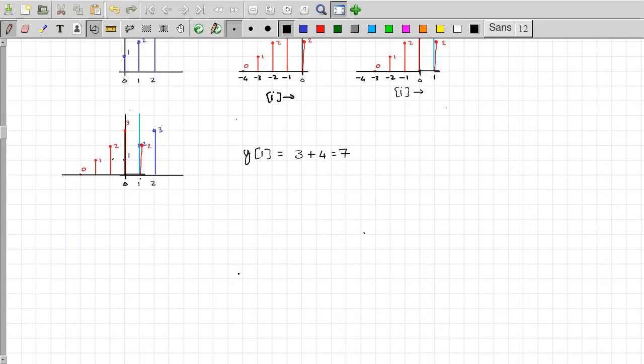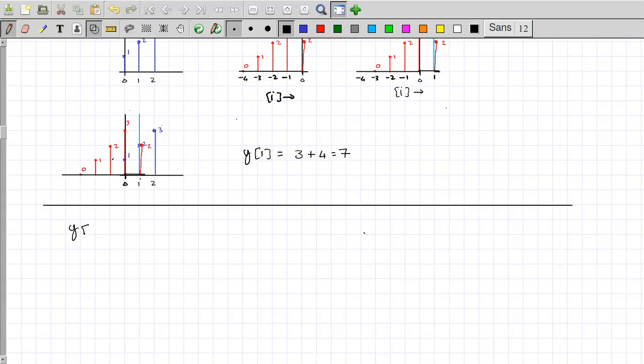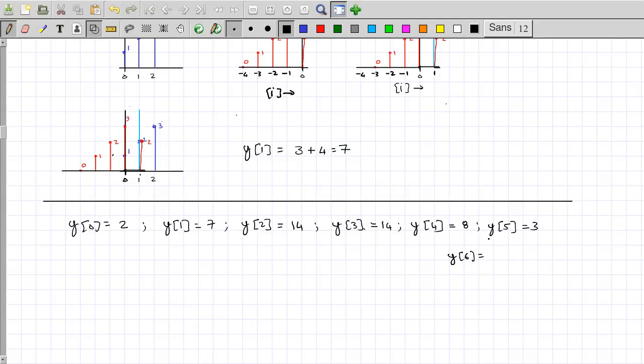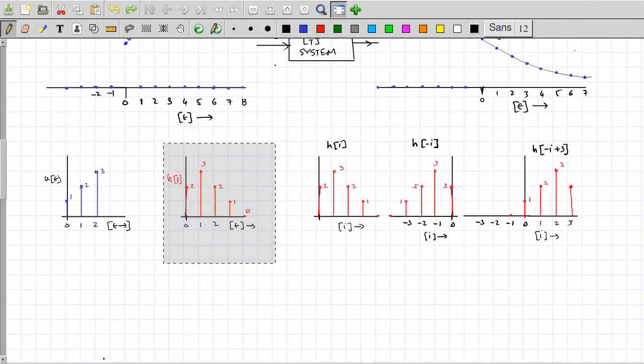Similarly, if you do the same thing all over again for y2, y0, etc., you will get y0 equals, where is y0? It's 2. y1 we already know is 7. y2, if you do that, then you will get 14. y3 we have just done, and that is also 14. y4 will be 8. y5 will be 3. And y6 will be 0 and above, so y7, y8 and so on above will be equal to 0. So let me see if I have a plot of this somewhere. No, so I'll just plot it.